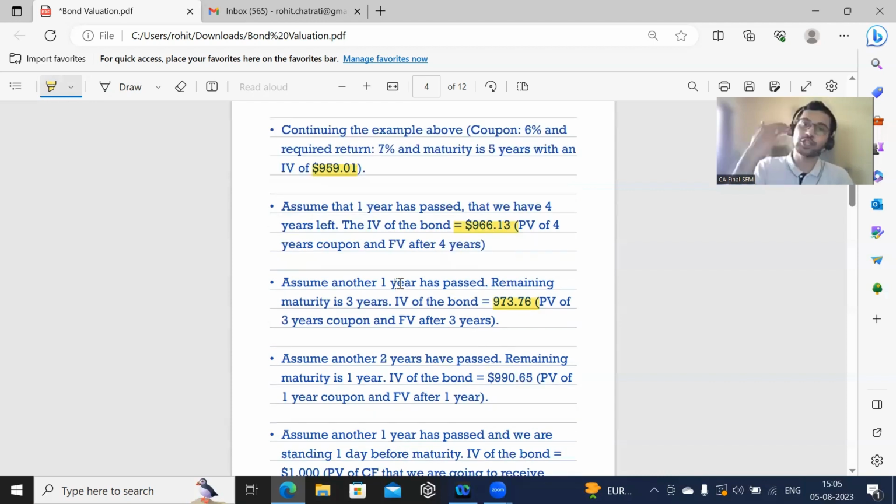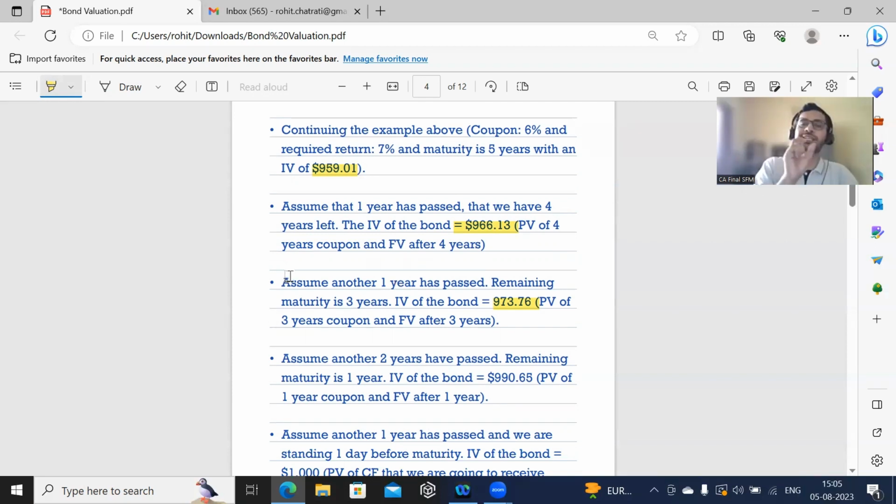Let us say another 2 years pass. So out of 5 years, totally 4 years have passed by. You are now left with 1 year. Now you will receive $60 at the end of year one, and you will also receive $1,000 at the end of year one.